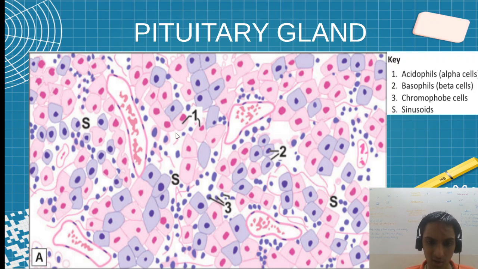And extra, sinusoids, not very important, but still you're seeing the empty spaces or the cavities. Those are the sinusoids, and you're also seeing a good amount of blood vessels. So this is pituitary histology.